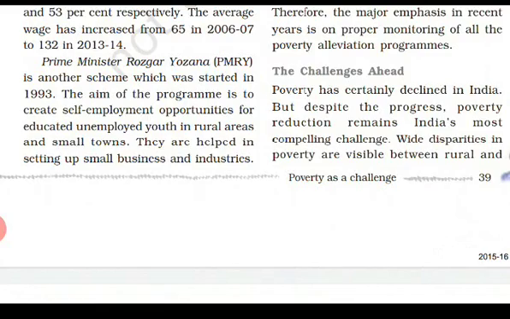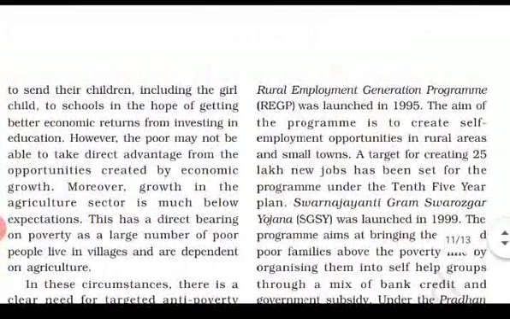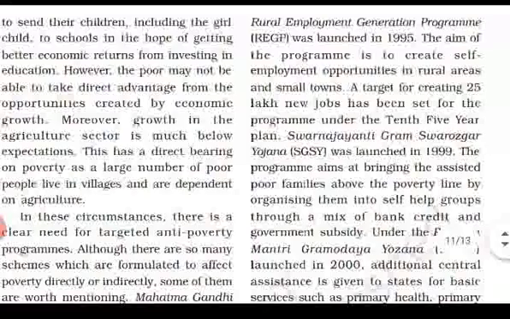This is basically for the rural areas for educated unemployed. Another is the Rural Employment Generation Program, REGP, which was launched in 1995. The aim of the program is to create self-employment opportunities in the rural areas and small towns. This is also for rural areas for self-employment. A target for creating 25 lakh new jobs has been set for the program under the 10th 5-year plan. Okay, this is about the REGP.